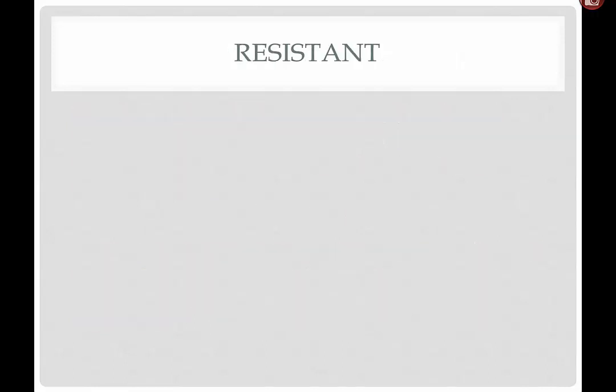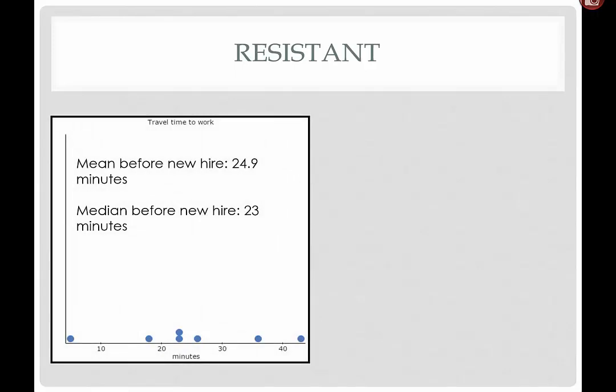So resistant means that your measure of central tendency is not going to change a lot given an outlier, okay? And so the mean before the new hire was 24.9, if you added up all of those 7 travel times and divided by 7. The median, if you put them in order, is 23 minutes. So notice they're not too different.